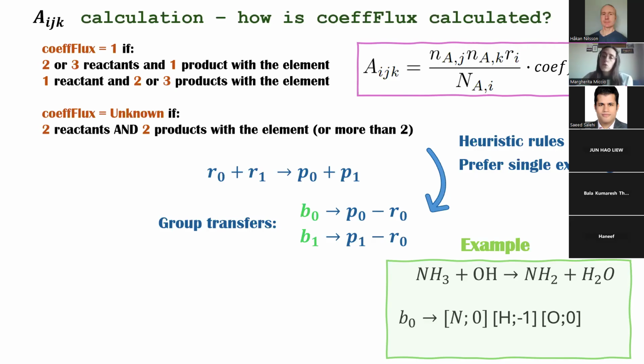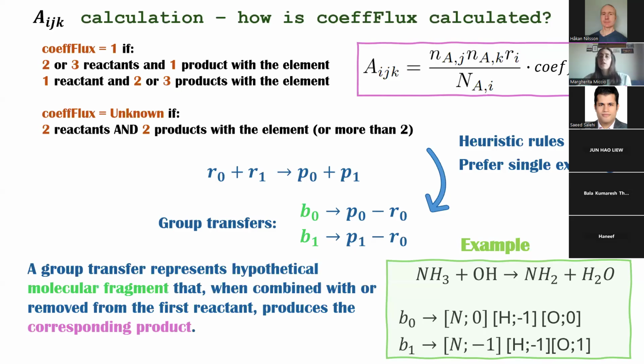Then we do the same for the hydrogen. So we do 2 minus 3, and we have minus 1. And still in the example, we also add the 0 minus 0 for the oxygen. And we do the same for B1, the same subtraction from the product to the reactant, and we obtain minus 1, and 1. So this is how we can calculate the B0.